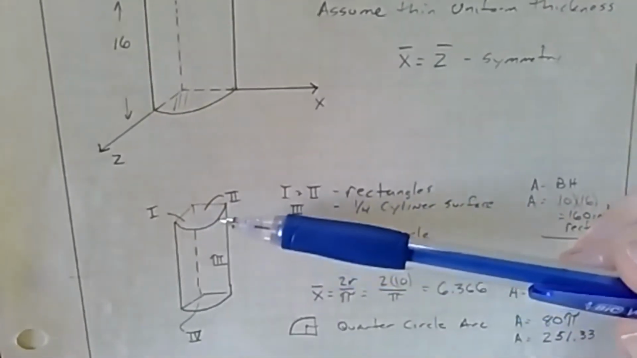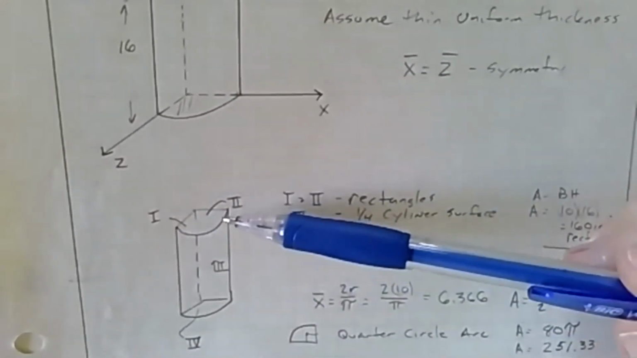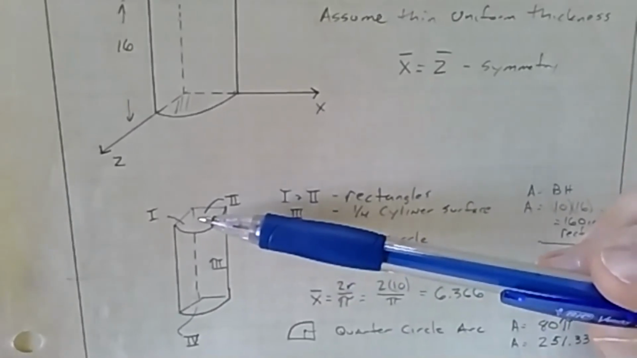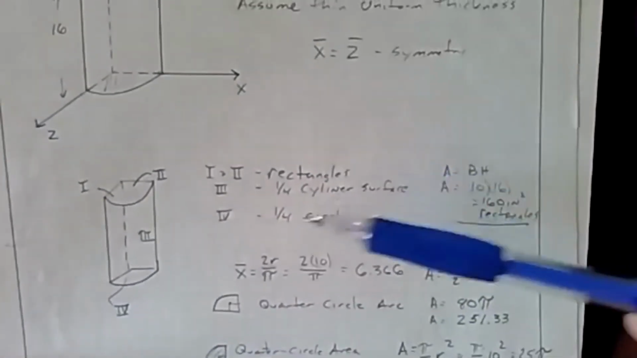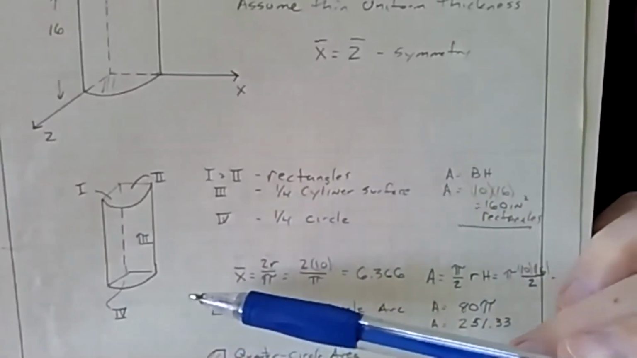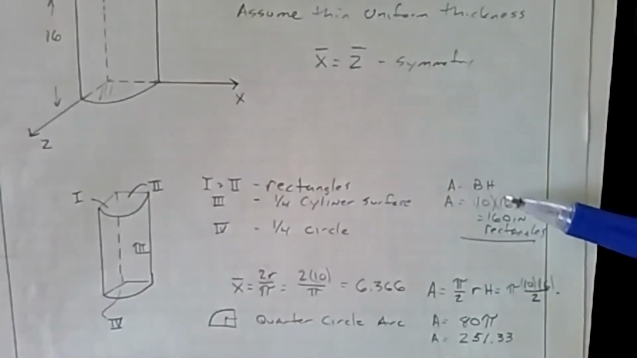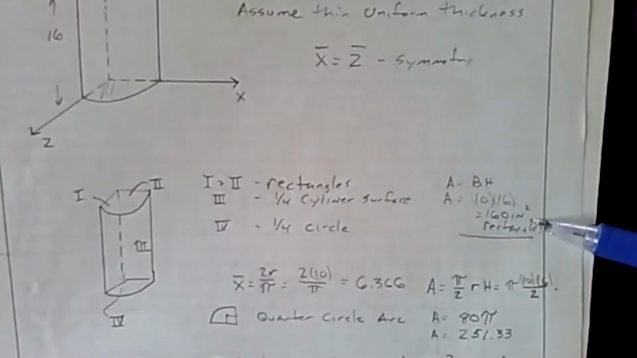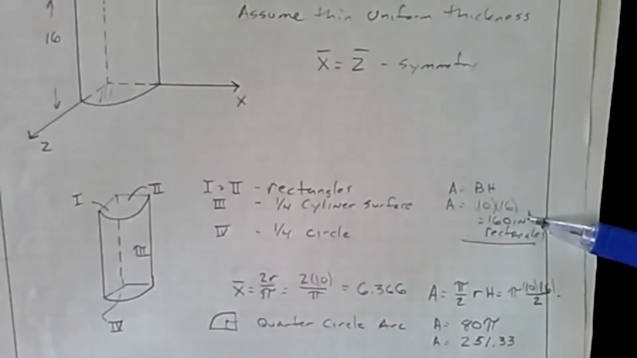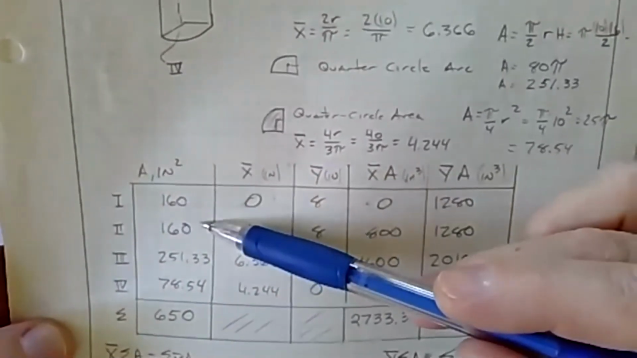Now when we treat this outer section, again, that's not a solid, it's a line, so we have to use the line centroid, or 2r over pi, to find that. So here we have 1 and 2 are rectangles, 3 is a quarter circle surface, and 4 is a quarter circle on the bottom. So area of 1 and 2, base times height, so 10 times 16 gives me 160 inches squared for each one. And then, if I come down here, I have my area, 160, 160.